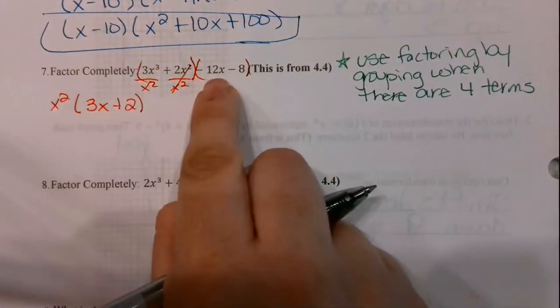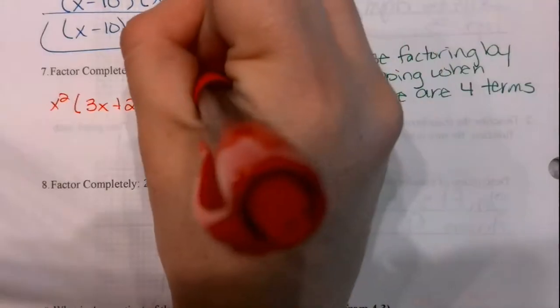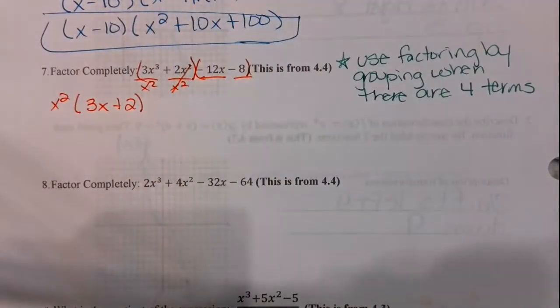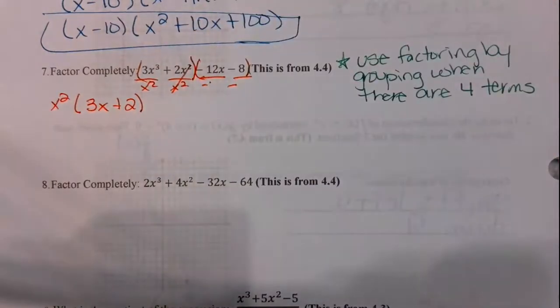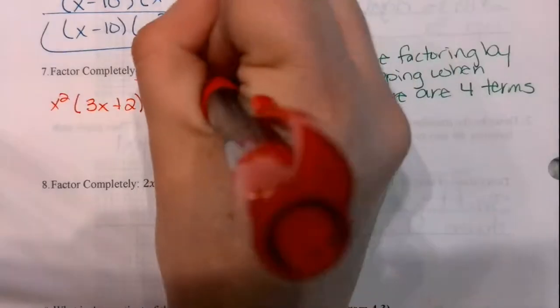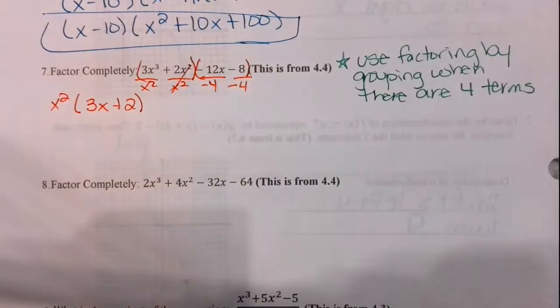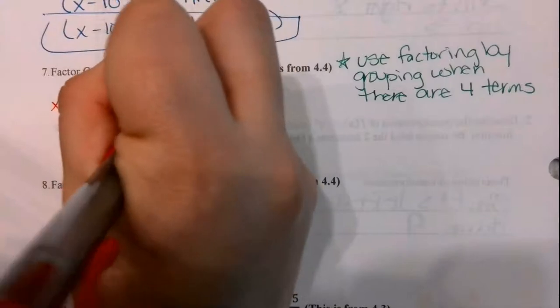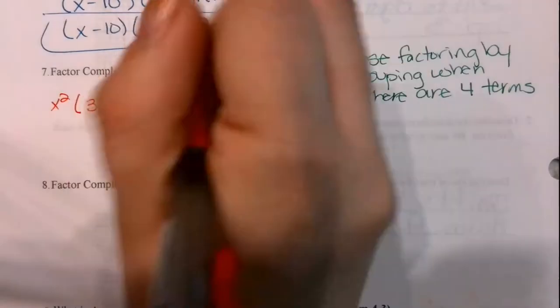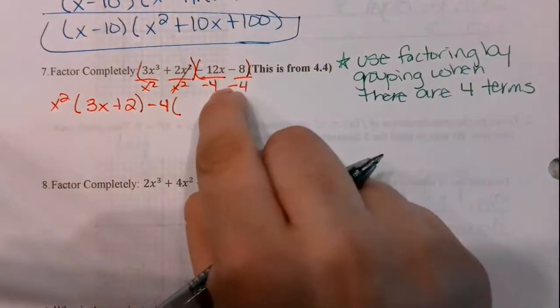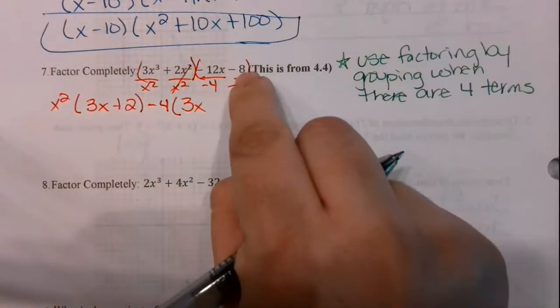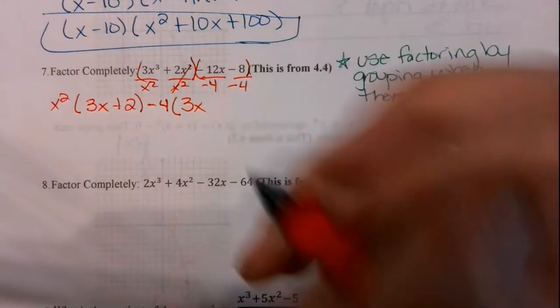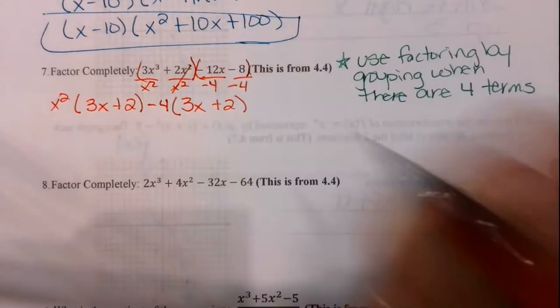I'll do the same thing over here. So I'm looking for what divides negative 12 and negative 8. They're both negative, so I'm going to want to make the number I divide out a negative. 12 and 8 can also both be divided by 4. So I'm going to divide out a negative 4. That gets written outside. Then negative 12 divided by negative 4 gets me positive 3x. Negative 8 divided by negative 4 gives me positive 2.